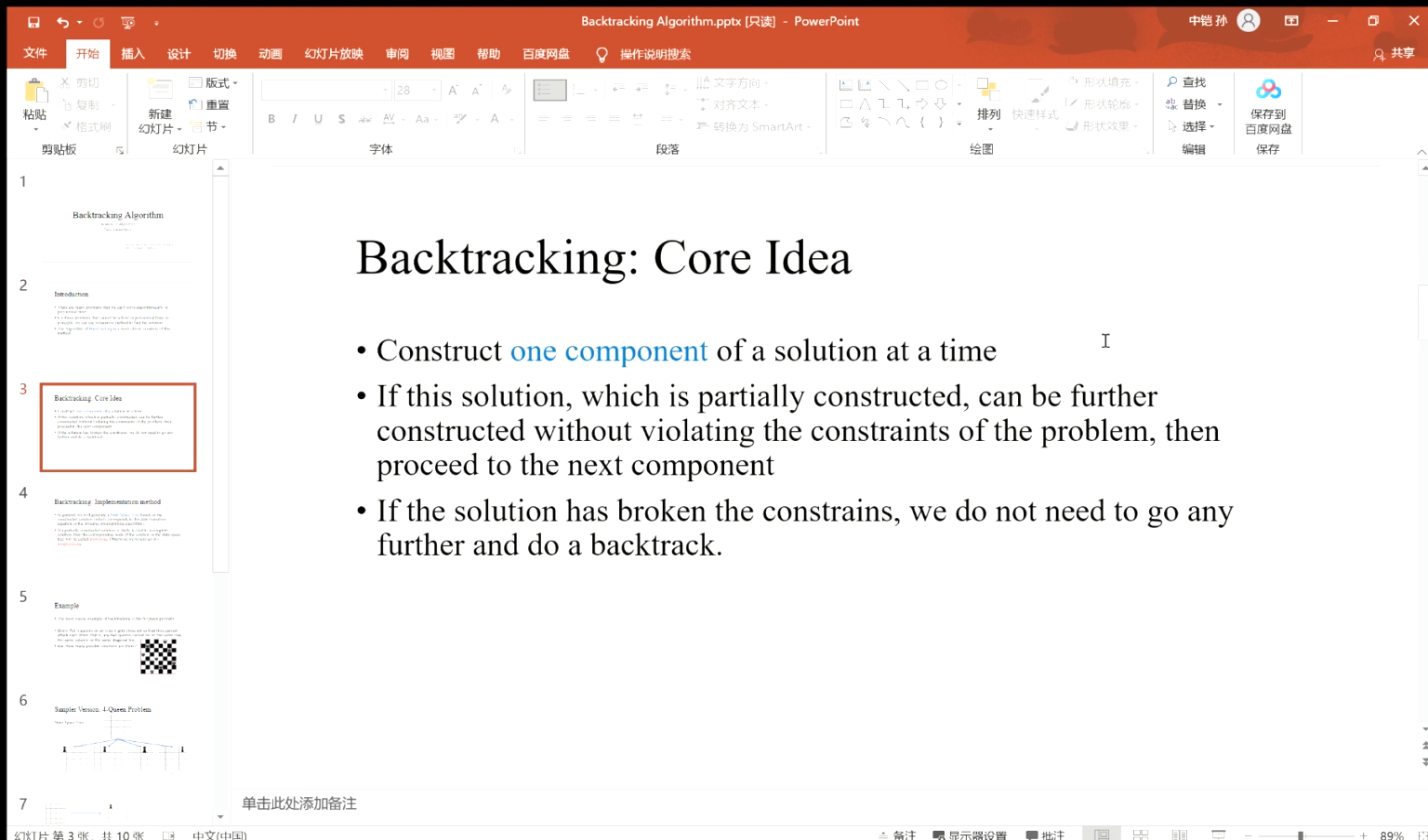The core idea of the backtracking algorithm is that it solves problems recursively by trying to build a solution incrementally. That is, one component of a solution at a time. And we will remove those solutions that fail to satisfy the constraints of the problem at any point of time. That is the most important factor for the efficiency of this algorithm: if the solution has broken the constraints, we do not need to go any further and just backtrack.